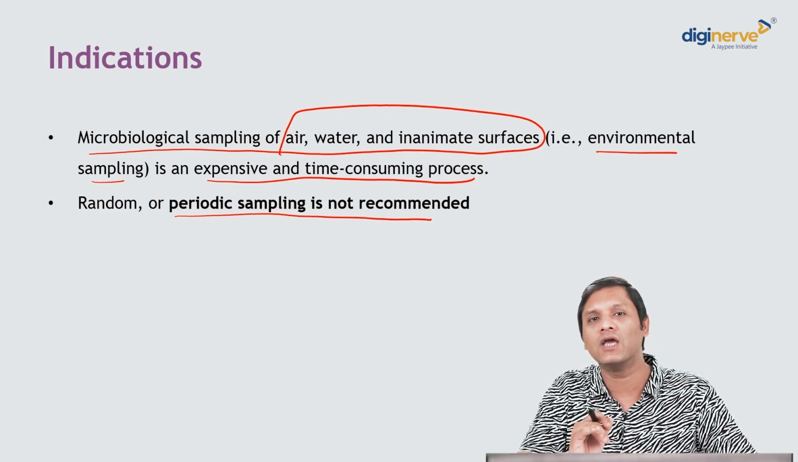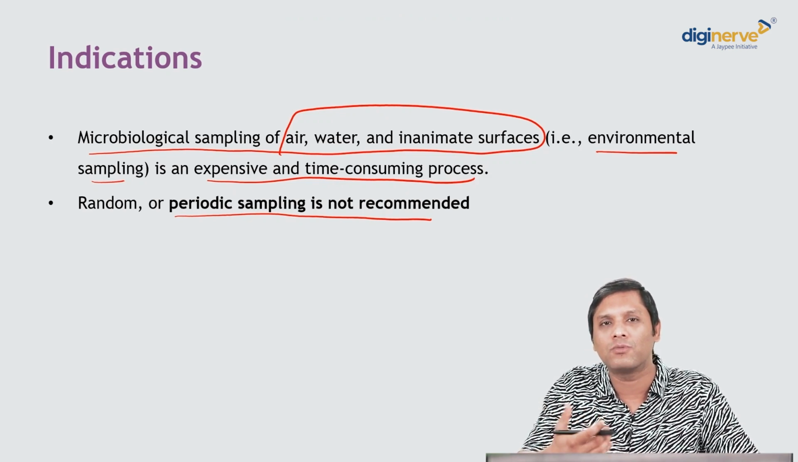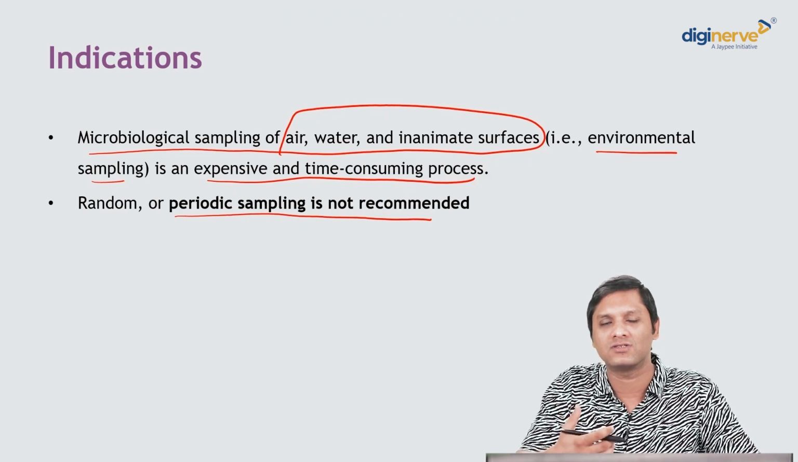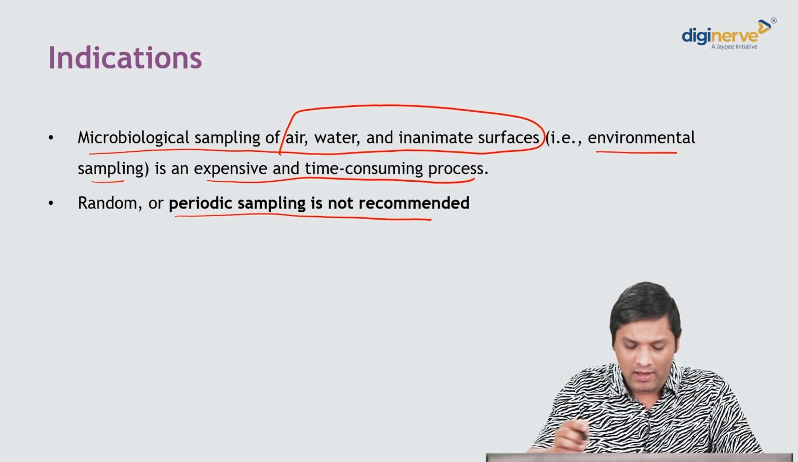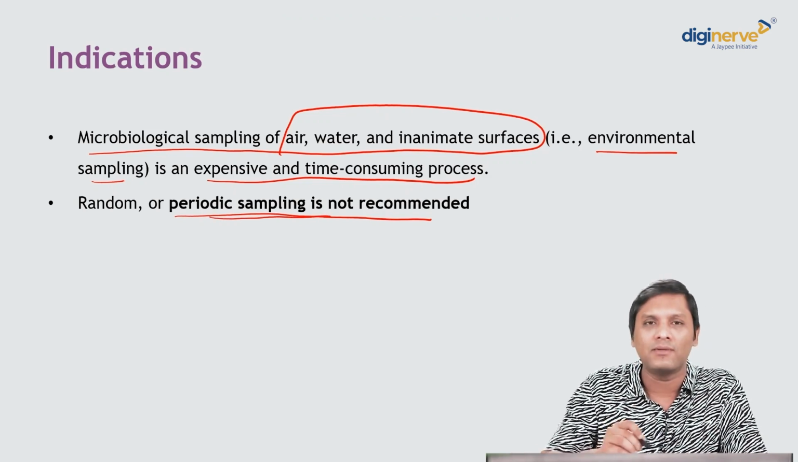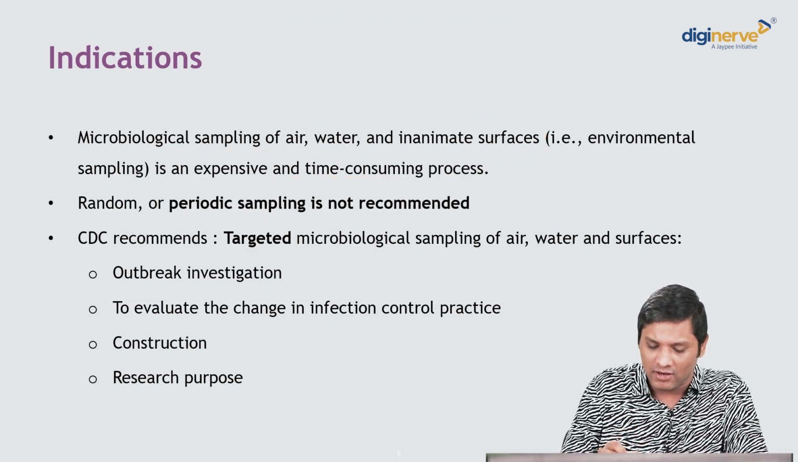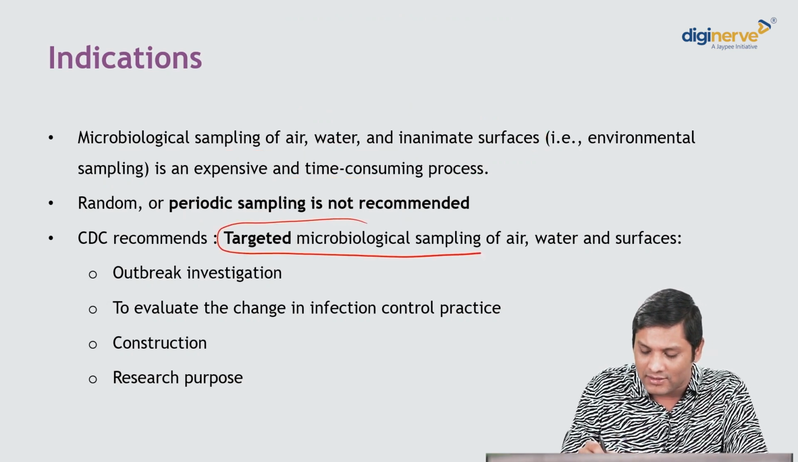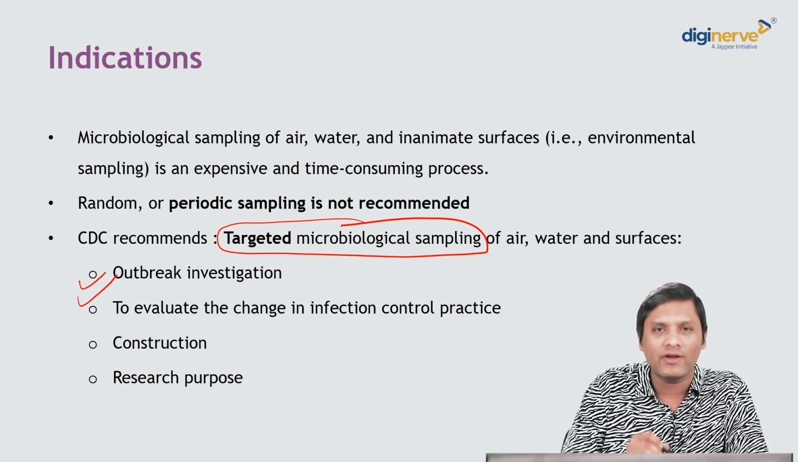Okay, if somebody asks you whether you have to conduct air surveillance or surface surveillance in the operation theatre regularly every month, the answer is no. Random periodic sampling is not recommended. You have to do something called targeted microbiological sampling, which is done when you have an outbreak investigation.